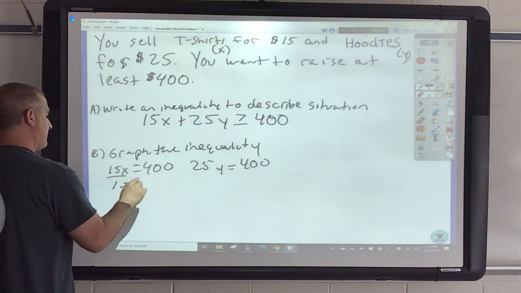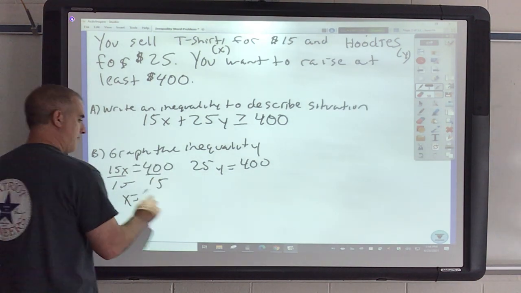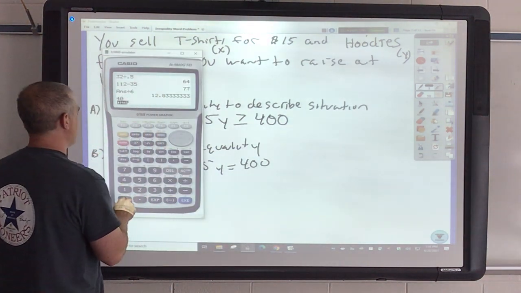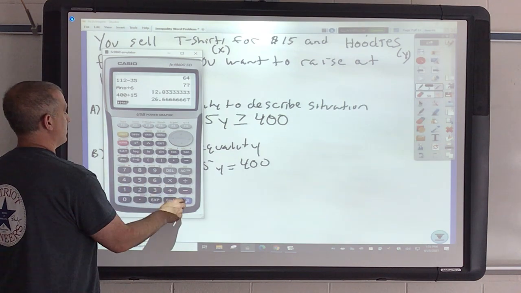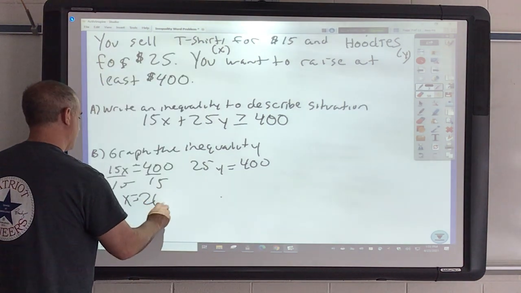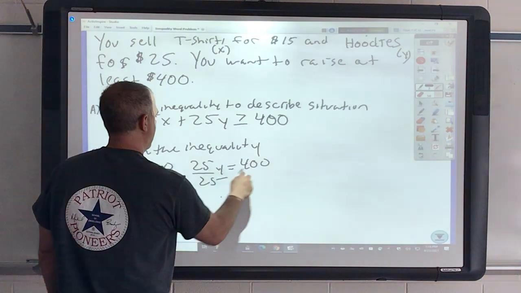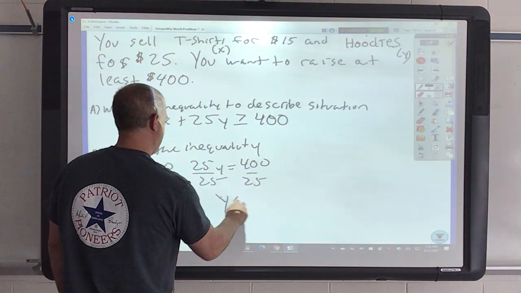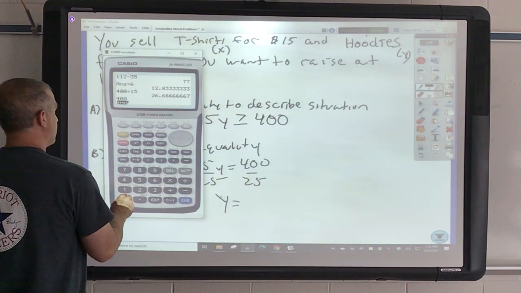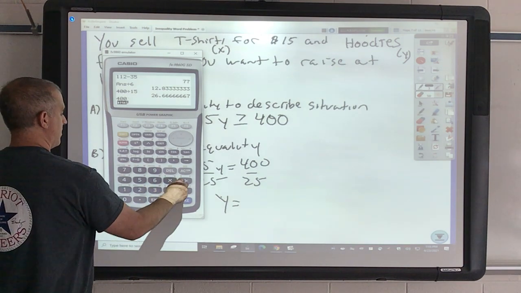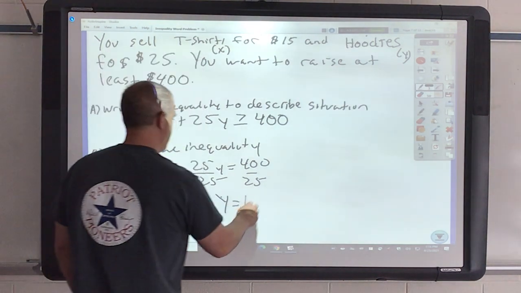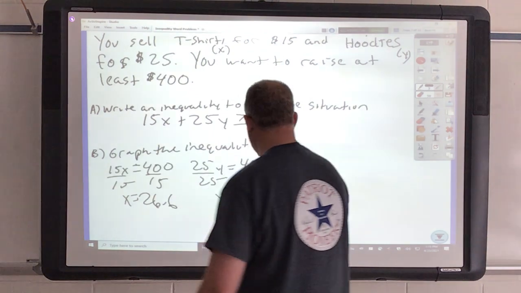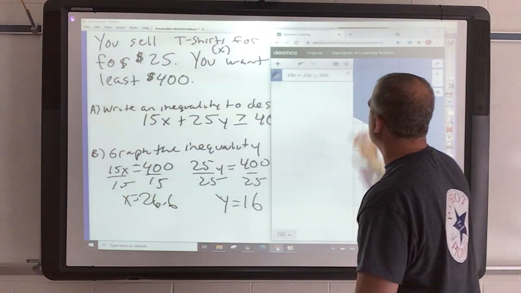Go ahead and divide by 15. Let's see what 400 divided by 15 is. I think it's a decimal. It is 26.6. Okay, divided by 25, I get Y is going to be 16. All right, so once again, I'm going to Desmos for this.